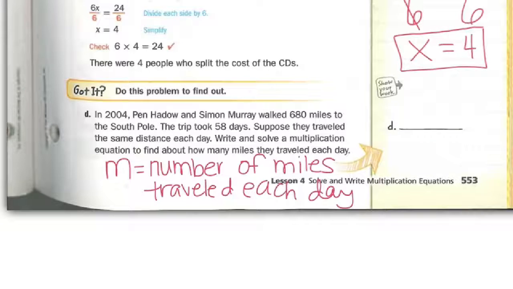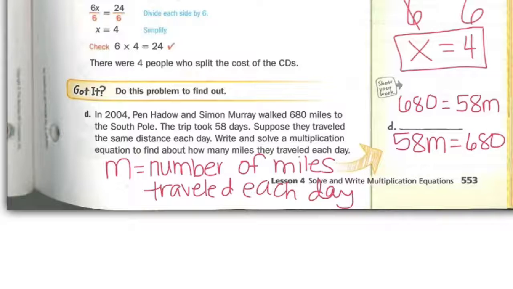But we do know that they walked a total of 680 miles. So they walked 680 miles, and they did that in 58 days, but we don't know how many miles they walked each day. So this is how we would have to set up our equation. If you set it up like this, they walked 58 miles each day for a total of 680 miles. These mean the same thing.